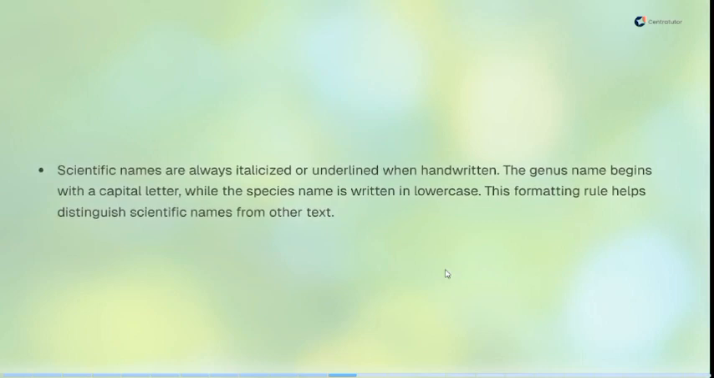Now, scientific names are always italicized. They are always in slanted form. That's what I mean by italicized. And in some other cases, they are underlined when they are written by hand. So when you are typing the binomial nomenclature of any organism, be it plant or animal, the name would be italicized, that is, written in slanted form. But if you're writing it by hand, wherever you write that binomial nomenclature, you would underline the name of that organism. So the genus name begins with a capital letter, which I just mentioned, and the species name is always written in lowercase throughout. This formatting rule helps to distinguish scientific names from other texts.